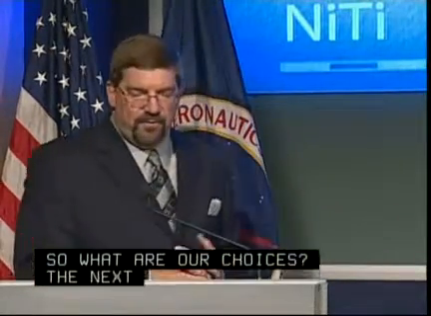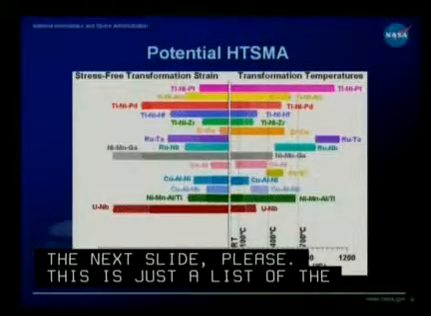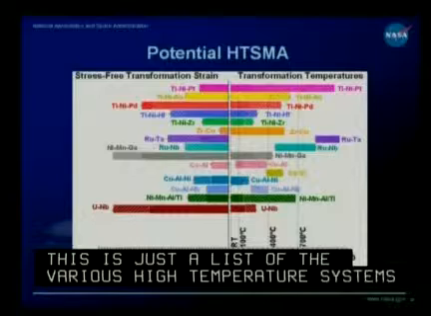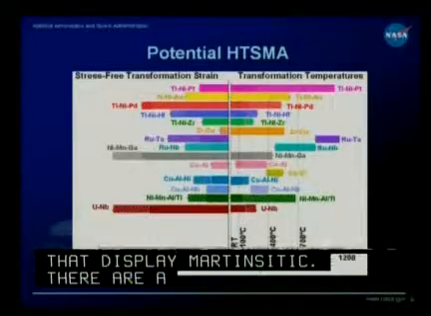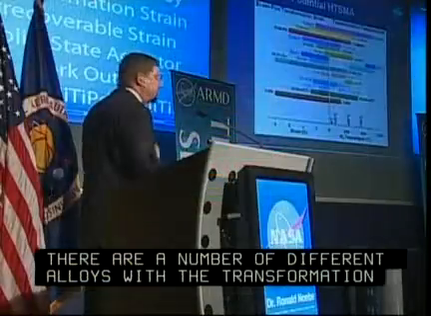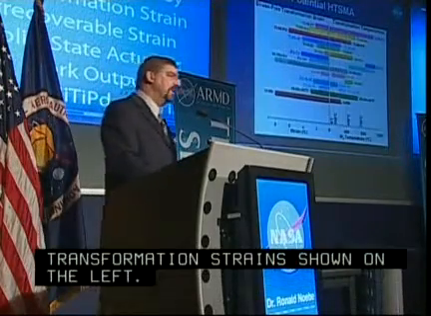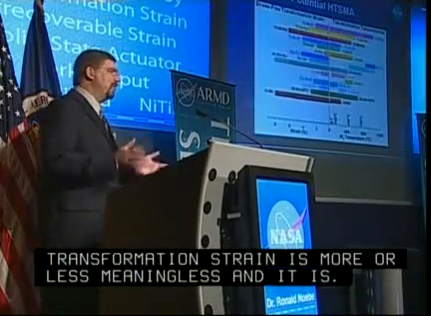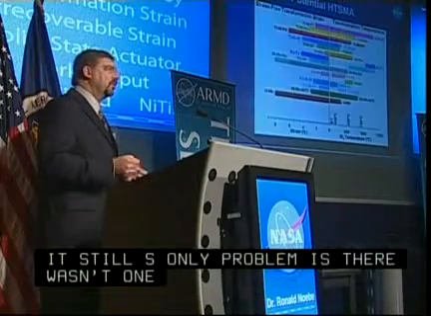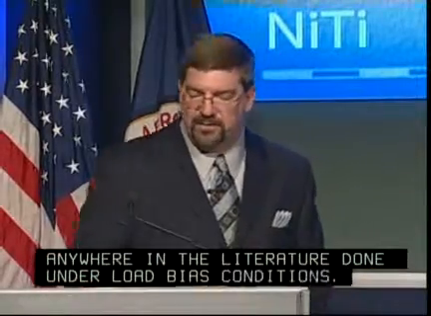This is just a list of the various high temperature systems that display martensitic transformation temperatures. This is part of a review that we're working on with Texas A&M University. There are a number of different alloys, with the transformation temperatures shown on the right and the stress-free transformation strains shown on the left. Now, I just told you that stress-free transformation strain is more or less meaningless, and it still is. The only problem was there wasn't one single data point anywhere in the literature that was done under load-biased conditions. This is all that's available to us, so we can't use that as any kind of discriminator.